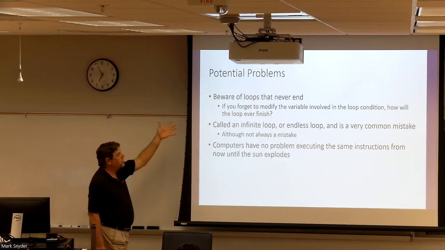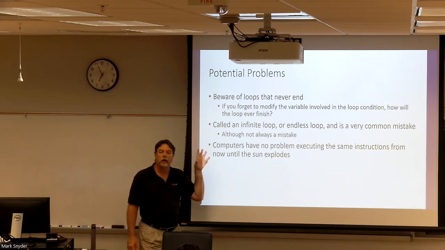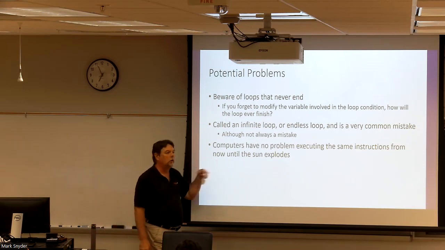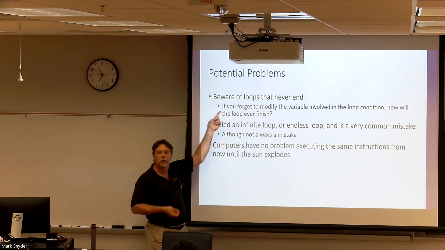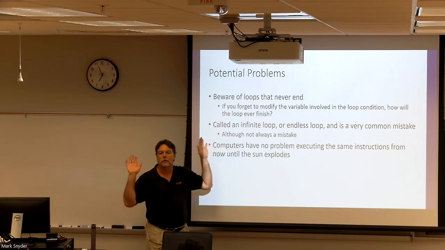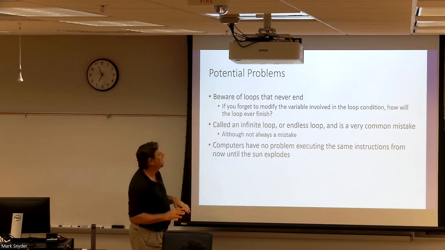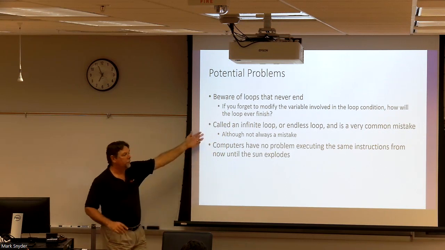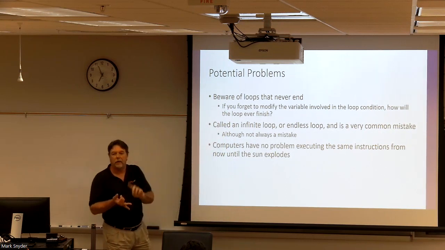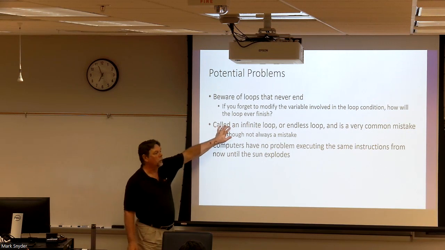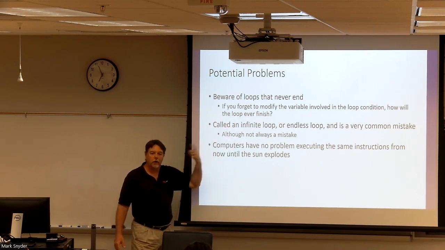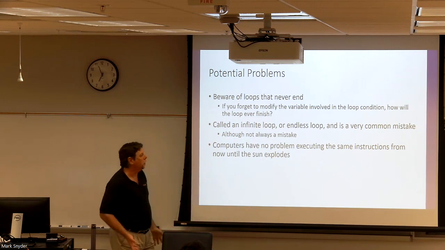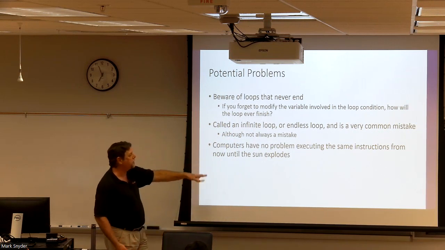Beware of loops that never end. Usually when you hit an infinite loop, it's because we forgot to modify the variable of our loop condition inside the loop. Nine times out of 10, that's going to be the reason. I mentioned definite, indefinite, and infinite. Whenever we forget to do something and it loops forever, it's called an infinite loop, and it's a very common mistake.